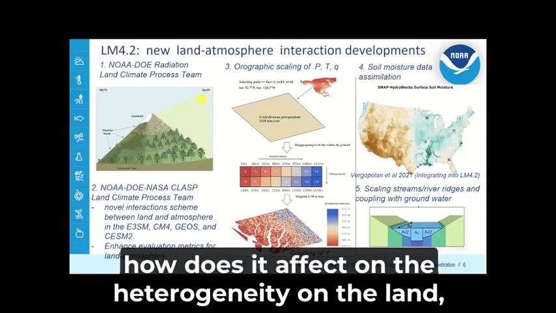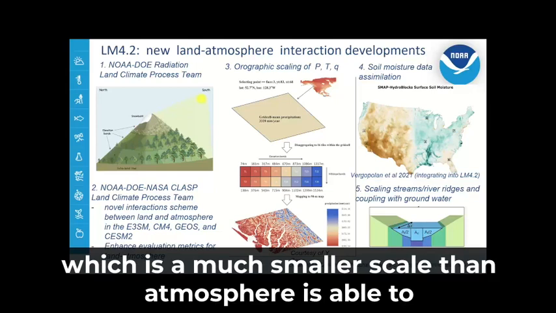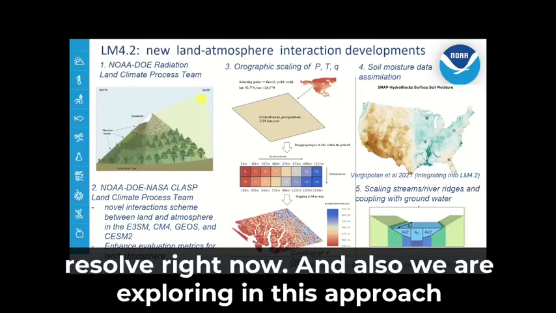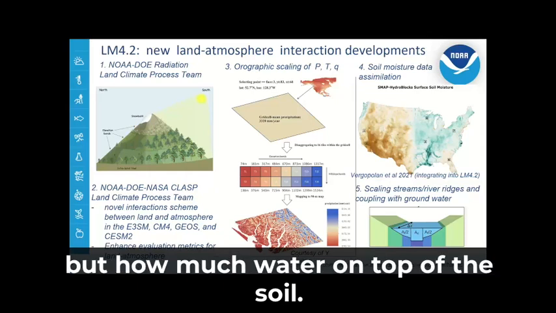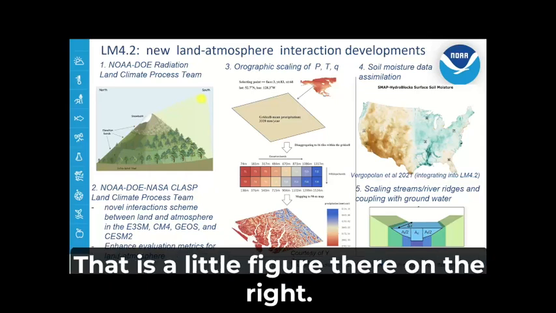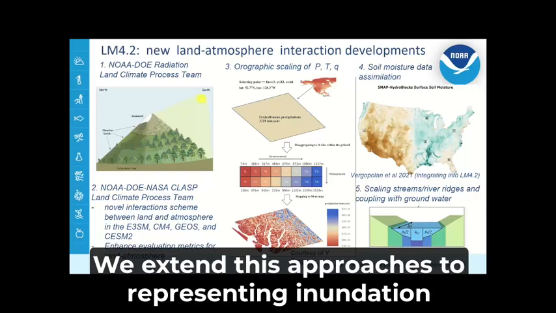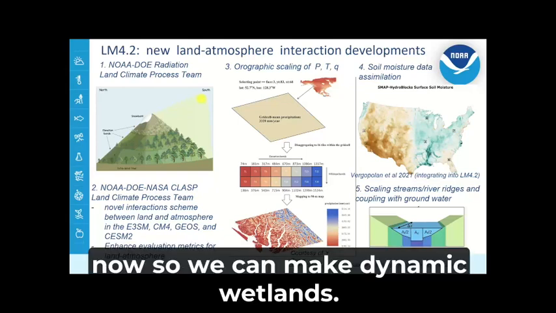How does it affect the heterogeneity on the land, which is at a much smaller scale than the atmosphere is able to resolve right now? And we're also exploring in this approach how to compute not just the water in the soil, but how much water is on top of the soil. That is a little thingy there on the right. We're extending these approaches to representing inundation now, so we can make dynamic wetlands.